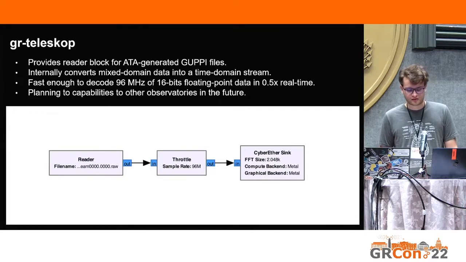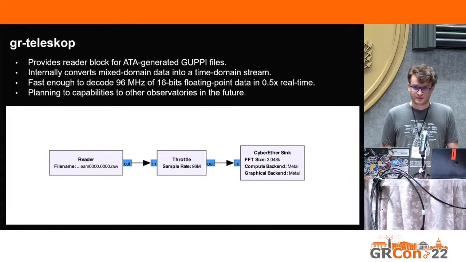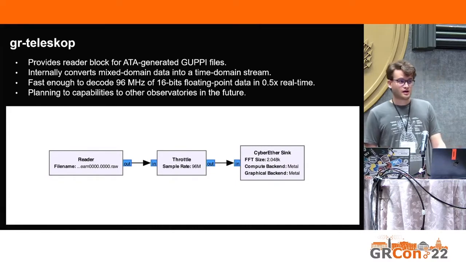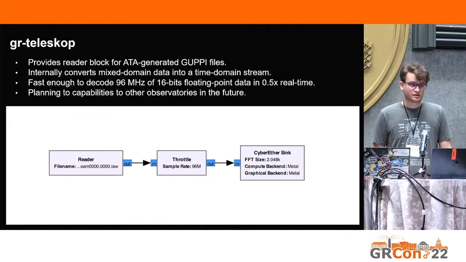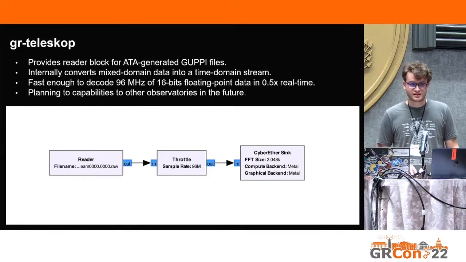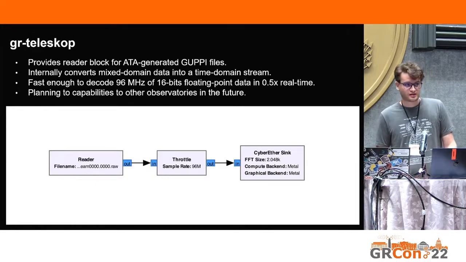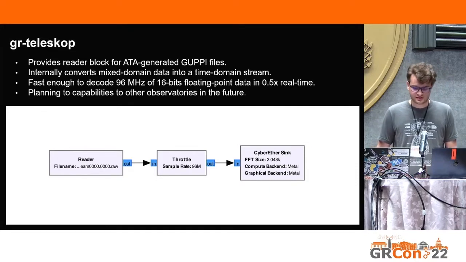a new out-of-tree module that can read these GUPPI files. So with the telescope, you can do an observation that is saved to disk. And after it's saved, you can easily open that with our block. The block will internally read this metadata header, parse it, get the data from the file, and also do DSP to convert the mixed domain data into the time stream domain that GNU Radio is expecting.